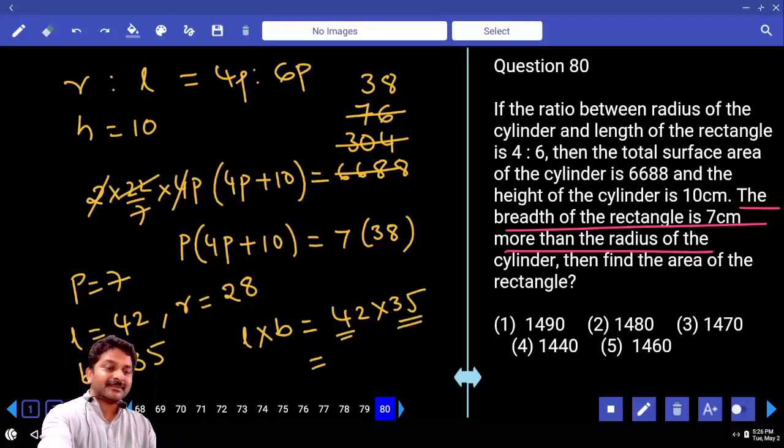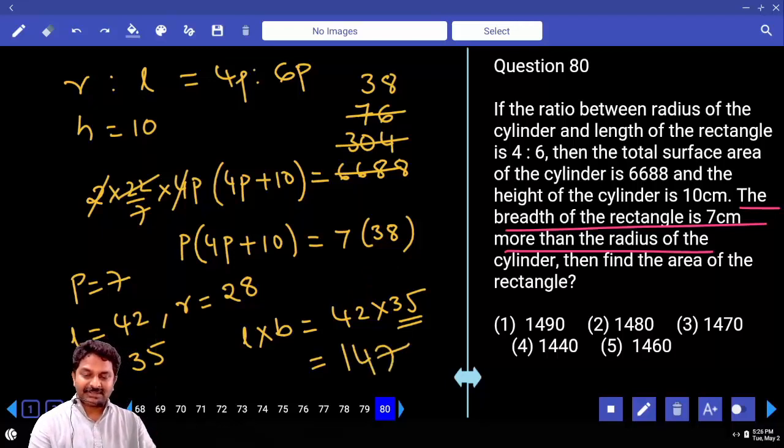35, 40 times. 10 times, double, double. 350, 700, 1400. 35 2 times, 1470. That's it. Done? Without all this, what did we do? 7 multiple.